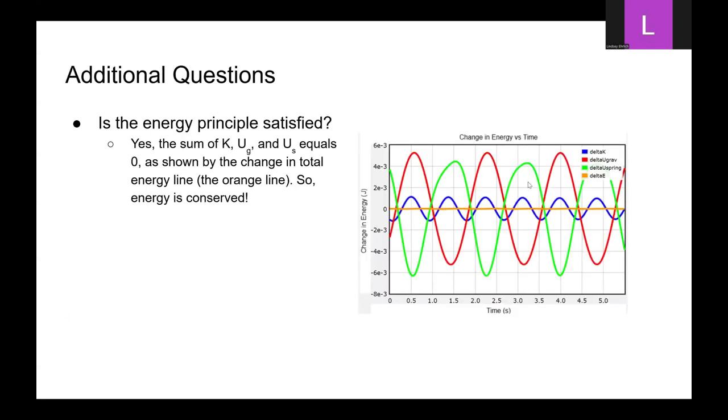To answer the additional questions, is the energy principle satisfied? Yes, the sum of K, gravitational potential, and spring potential equals 0, as shown by the change in total energy line, which is the orange line. So energy is conserved.